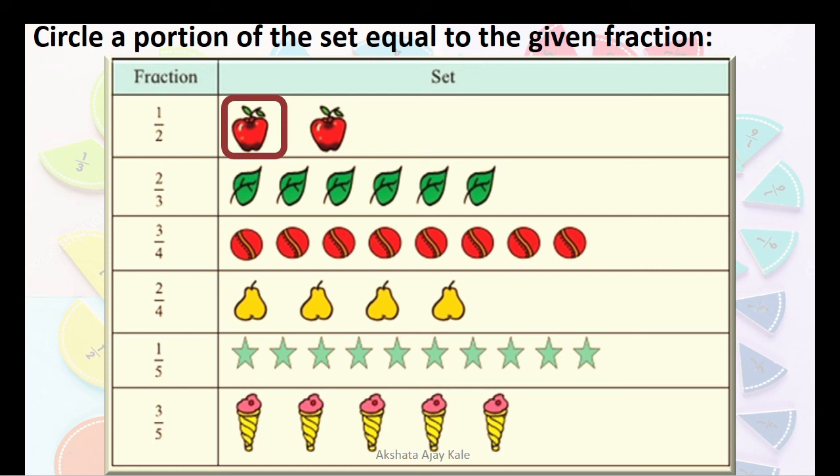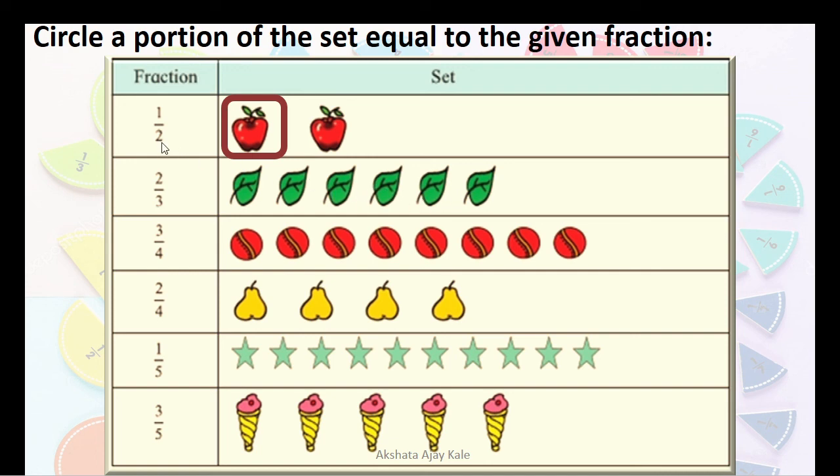Out of 2, 1 and 1. We will do half means 1 and 1. Correct? So this is half fraction. Here they ask us to do 2 upon 3. We have to show here 2 upon 3 fraction. Means we have to make sets of 3. This is one set, this is second set, this is third set.